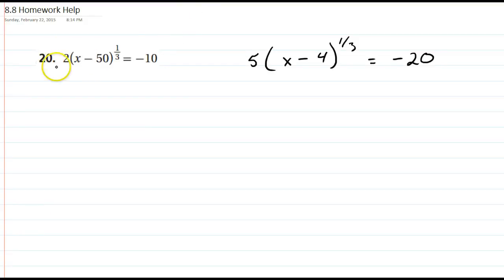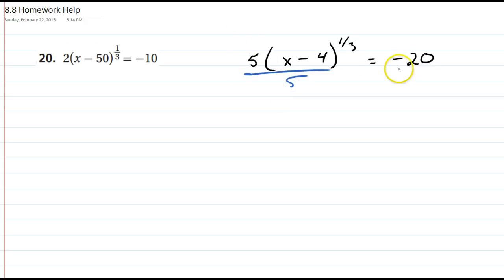Alright, let's look at the example here for number 20. When we have the 5 on the outside of the parentheses, we don't want to raise it to the power yet. We need to get rid of this. It's kind of like if you were solving the problem 5x equals negative 20, your first step would be to divide by 5. So our first step up here is going to be to divide both sides by 5.